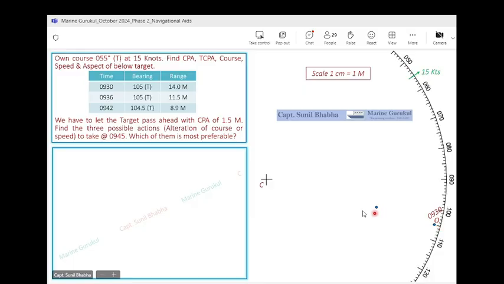Let us now mark the second position. You see the second position coming up. This observation is taken at 0942.